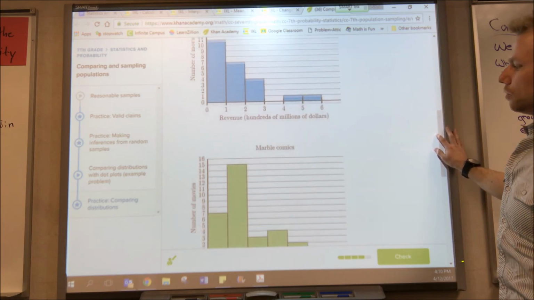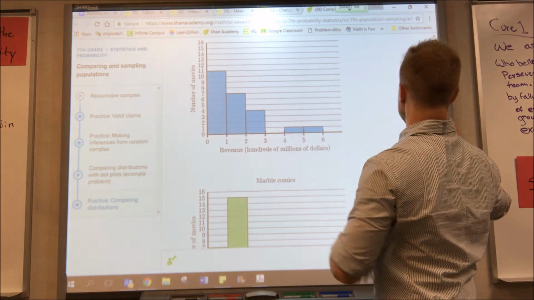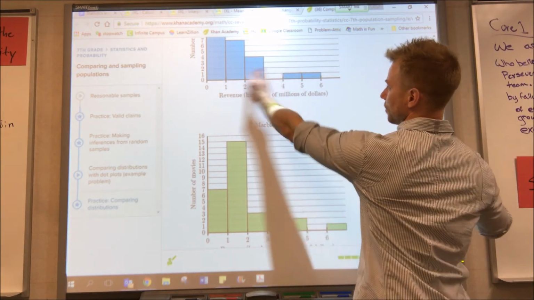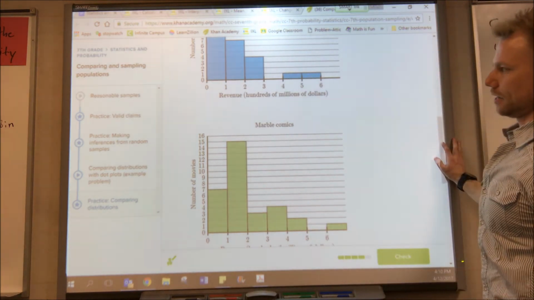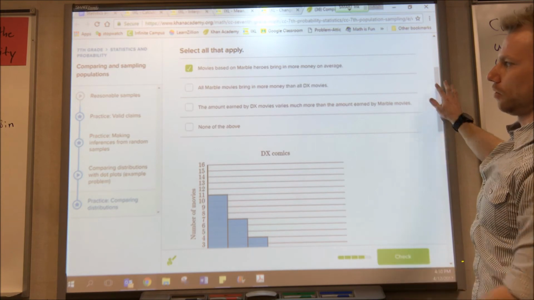All Marvel movies bring in more money than all DC movies. Well, if that were true, then all the green would have to be above all the blue. But that's not true. All the green is not higher than all the blue, so we can't say that's true. Some bring in more money, but not all.